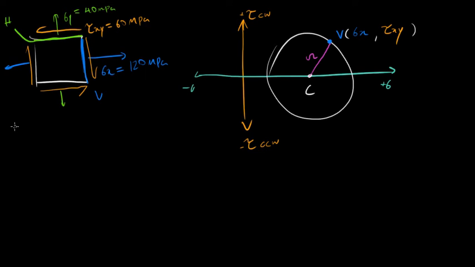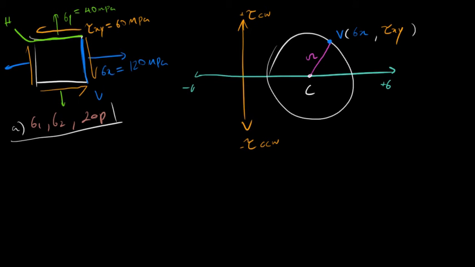So what is the problem asking again? We're trying to find the principal stresses and the rotation angle. The principal stresses are sigma 1 and sigma 2, and then 2 theta p, we also need to find that, because we're going to be drawing that on another square, another block. Alright, so we plotted V, and then the opposite one would just be the H face.